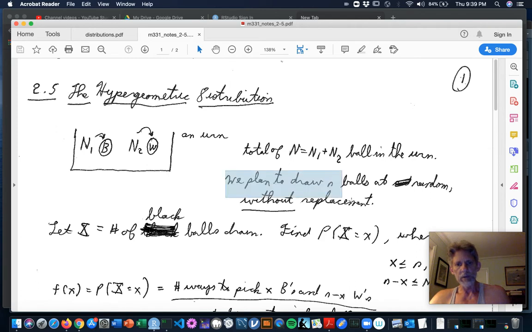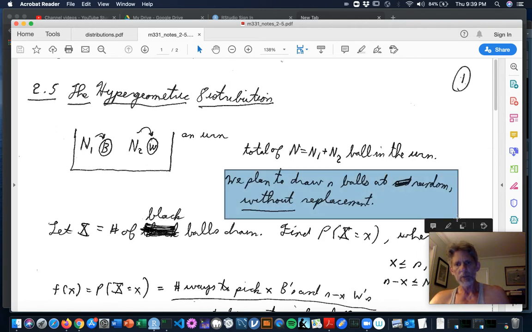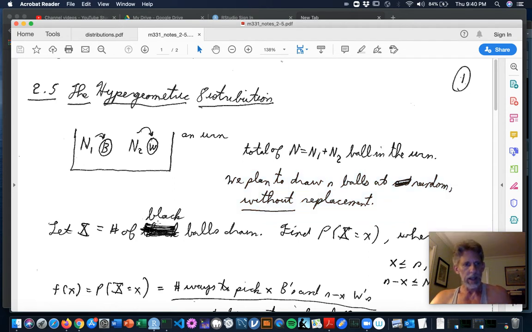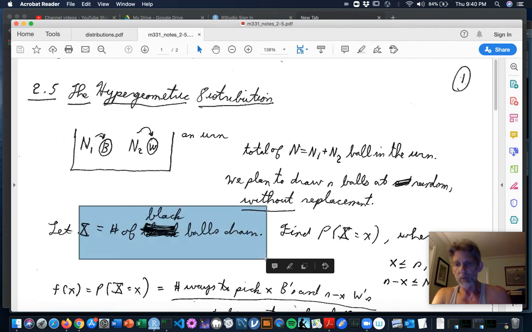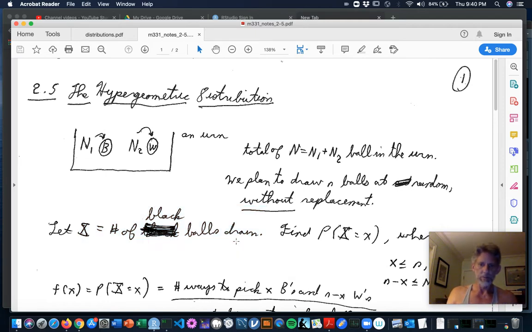Now, our plan is to draw little n balls at random without replacement from that urn. Okay, so we do not put a ball back in after we've drawn it. And we want to create a random variable to go with this experiment. Let's let capital X be the number of black balls that are drawn. So we're counting the number of black balls in our n draws.